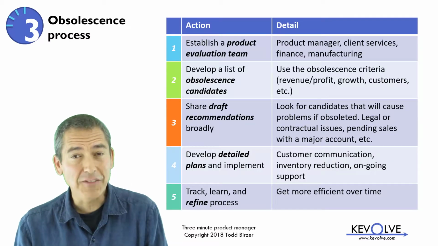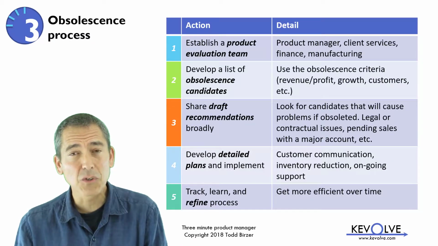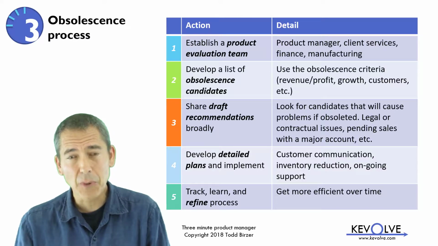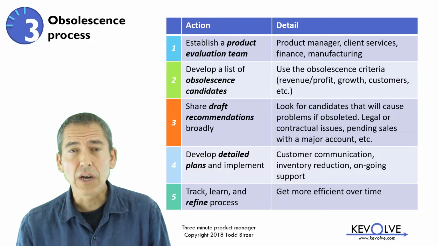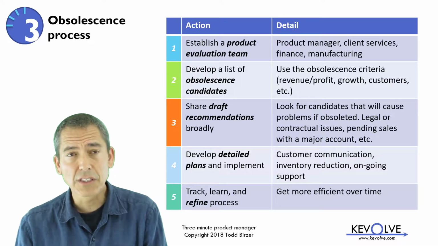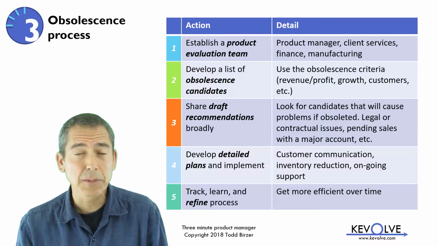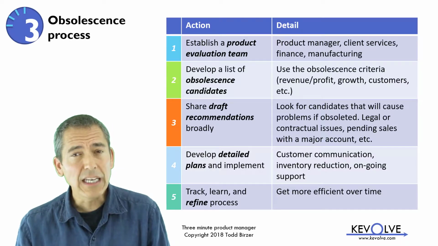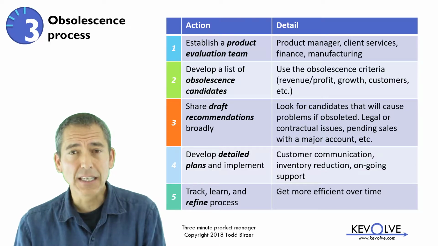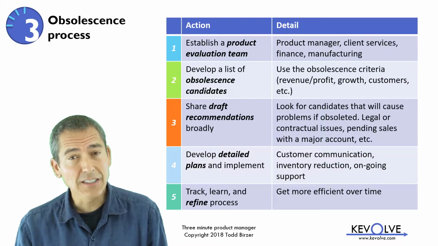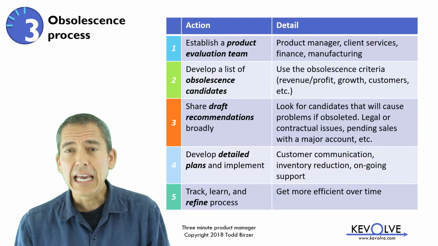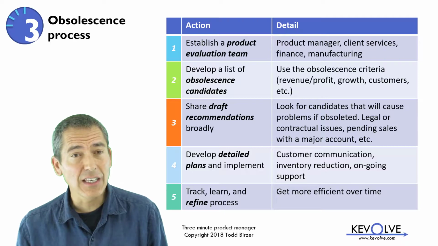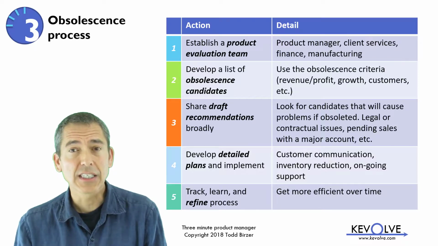I'm going to suggest a 5-step process for obsoleting products. The first step is that you should establish a product evaluation team. So you probably don't want to do this one alone. So as a product manager, pull in maybe a client services manager, somebody from finance, maybe somebody from manufacturing if that's relevant for you. Get a small team together and, as a team, develop a list of obsolescence candidates. Use the obsolescence criteria that we just looked at and decide which products you're going to propose to obsolete. And then share your draft recommendations out broadly.